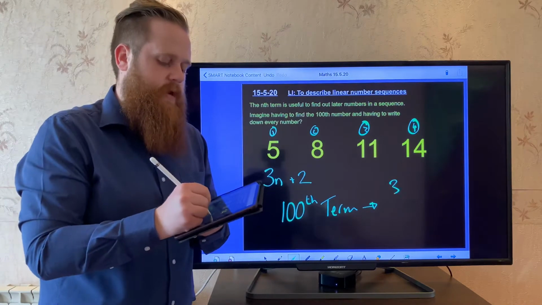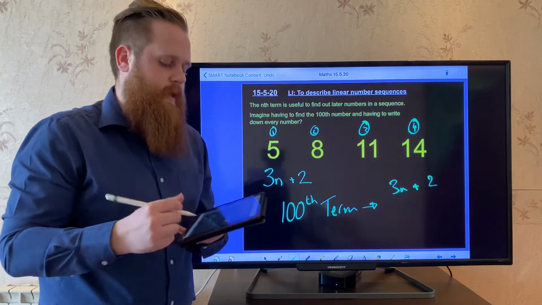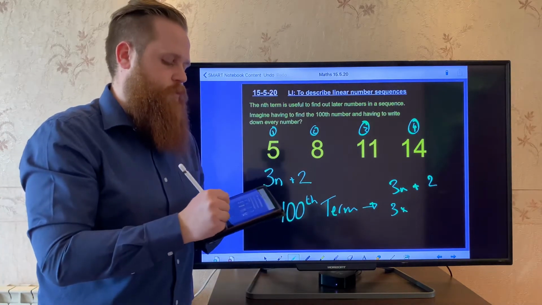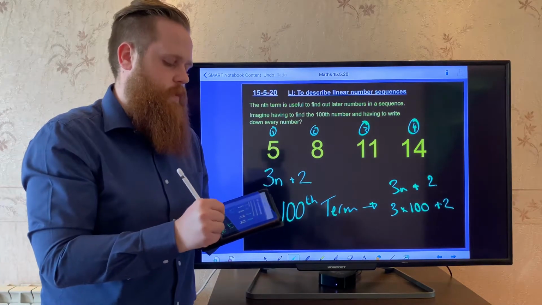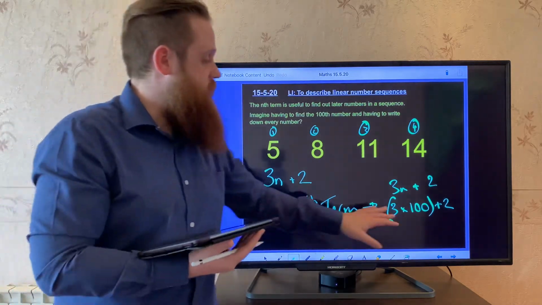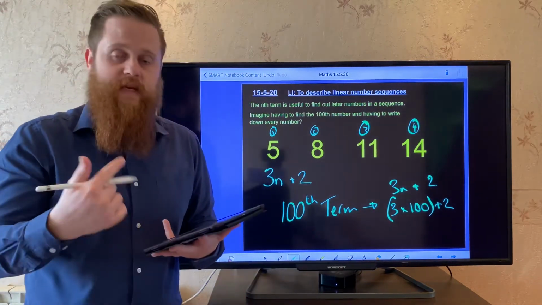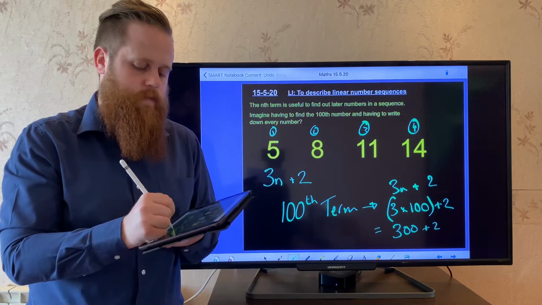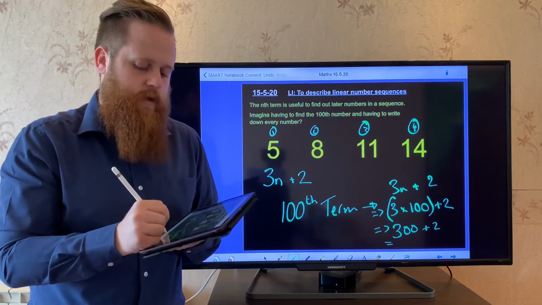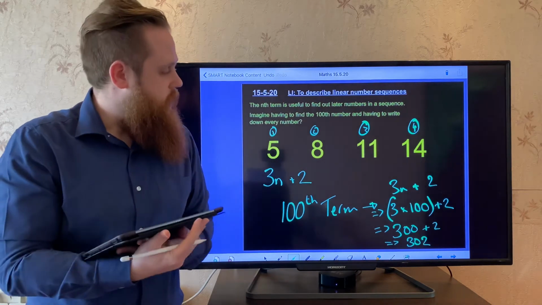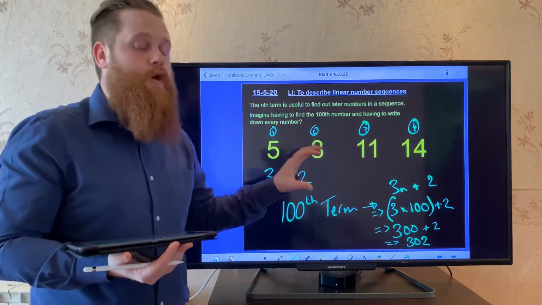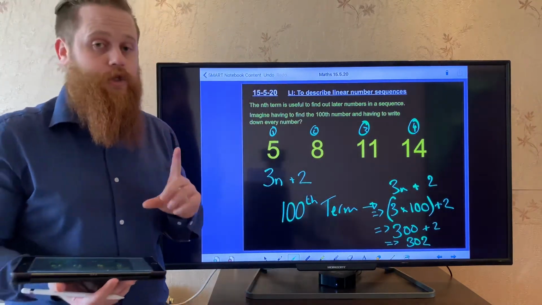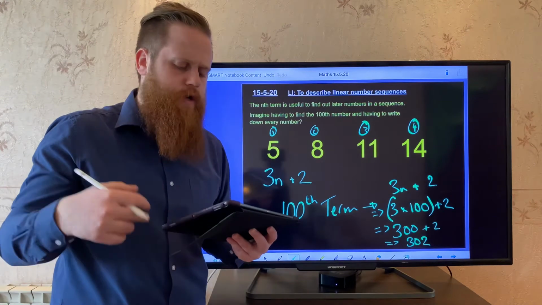Well, I would just have to put 100 as the n, the 100th number. Therefore, 3n plus 2. If n is equal to 100, it's the 100th number, it would be 3 times 100, add 2. Now we know BODMAS, multiplication comes before addition. So 3 times 100 is 300, plus 2. Probably put those in there. So 300 plus 2 is 302. That means that the 100th number in this sequence will be 302.